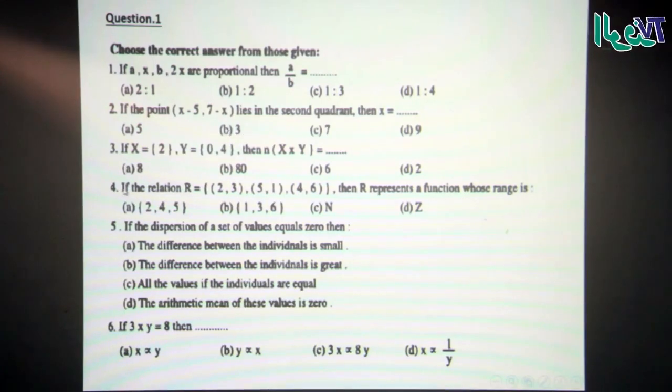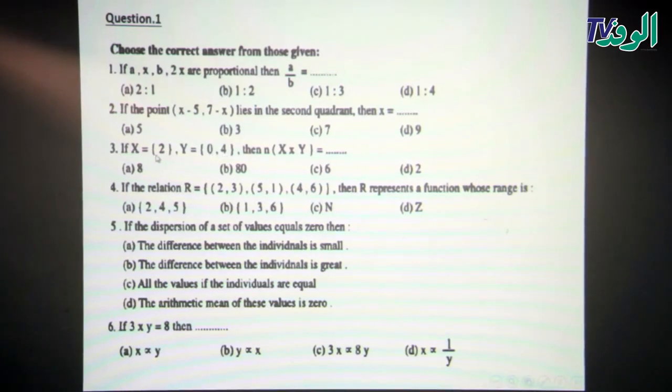طيب number 3. We have set x equals 2 and set y equals 0 4. What is the n of x product y? n means the number of elements of the Cartesian product x and y. نفتكر الرول n of x product y is n of x times n of y. How many elements in x؟ سمع واحد سرح مني وبيقول لي 2. لا حبيبي 2 ده الاليمنت نفسه، لكن هي كام element هنا؟ Only 1. And how many elements in y؟ 2 elements 0 and 4.